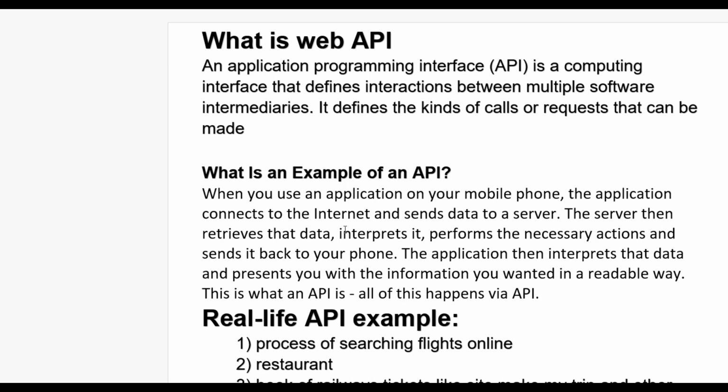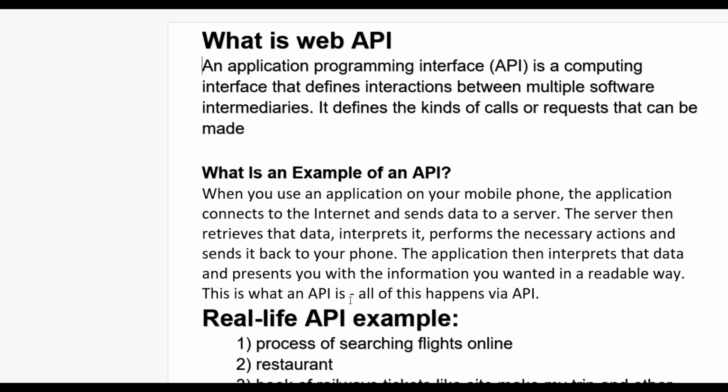Let us see. When you use an application on your mobile phone, the application connects to the internet and sends the data to a server. The server then retrieves the data, interprets it, performs the necessary actions, and sends it back to your phone. The application then interprets that data and presents you with the information you wanted in a readable way. This is what an API is. All of this happens via a web API.